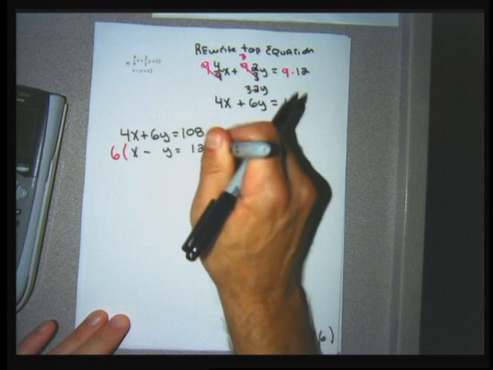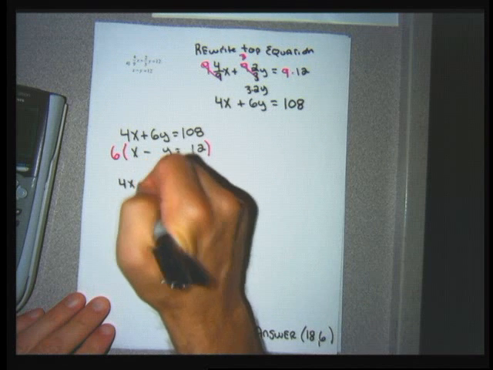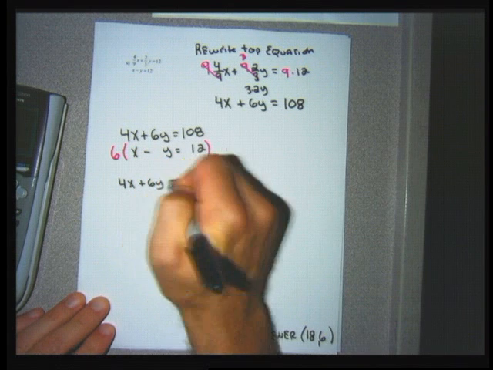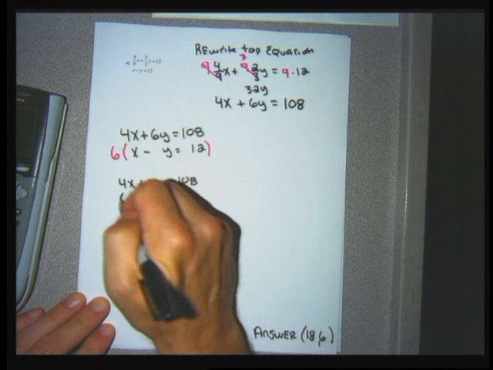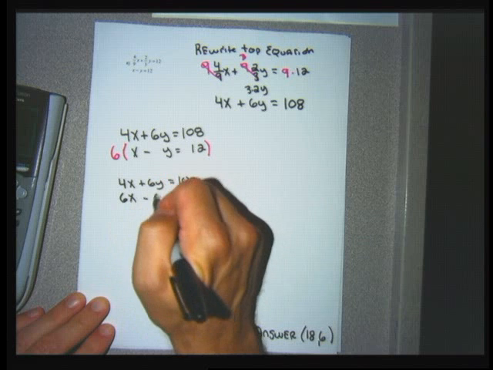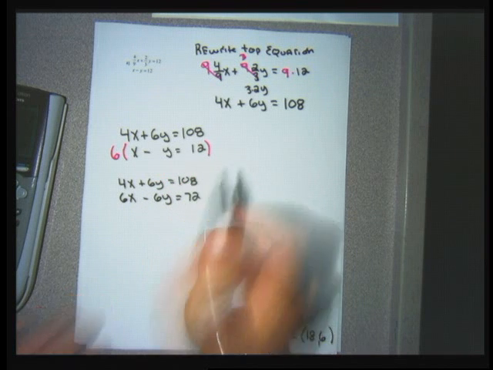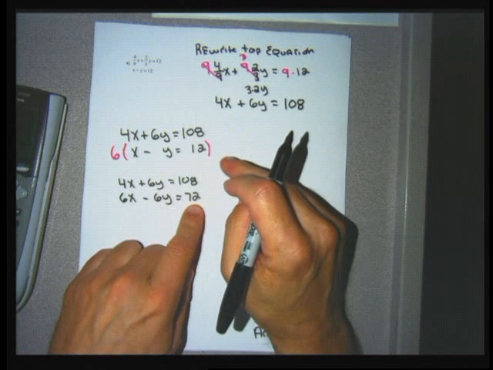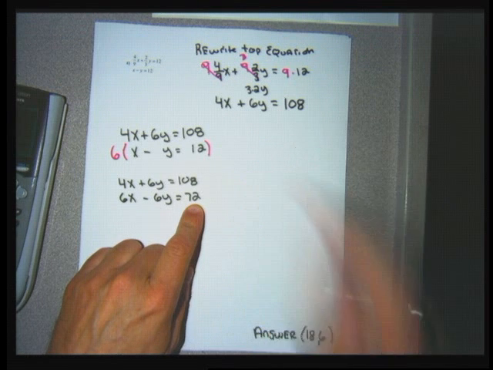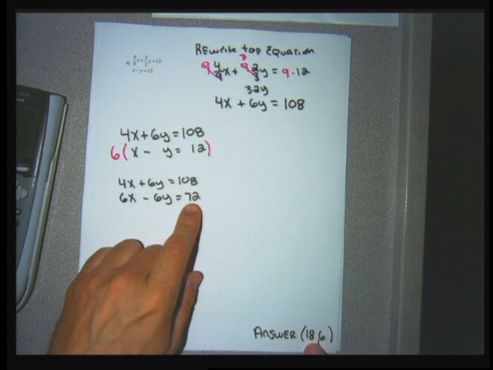And so I'm going to multiply the bottom equation by 6. I'm going to leave the top equation, 4x plus 6y equals 108. And I'm going to change the bottom equation to 6x minus 6y equals 72. If you make a mistake, one of the most common mistakes is to forget to multiply the number to the right of the equal sign. So if you know what an answer should be and you're not getting that answer, this is one of the first places I look, to see if I forgot to multiply.